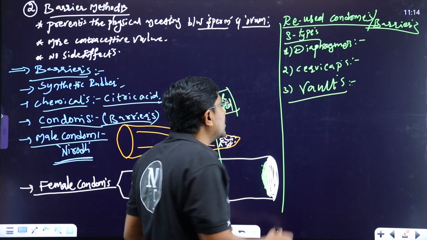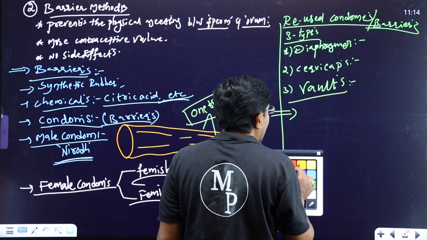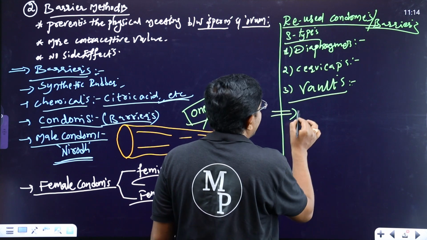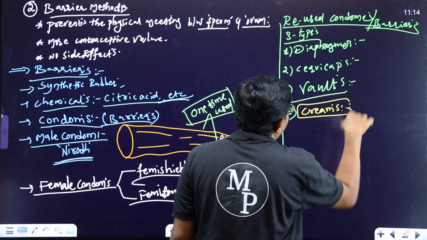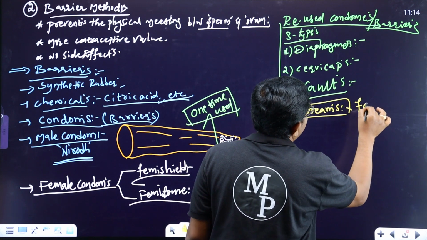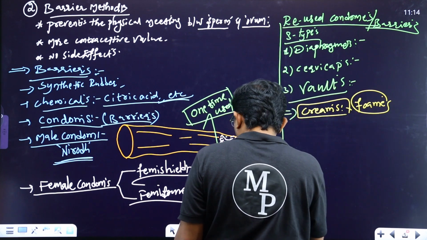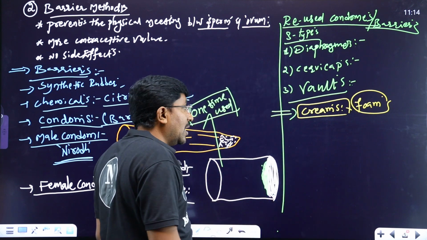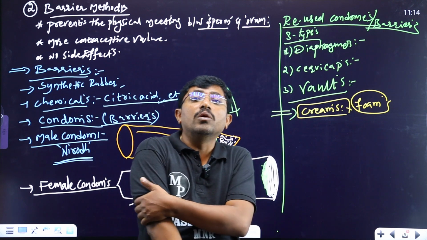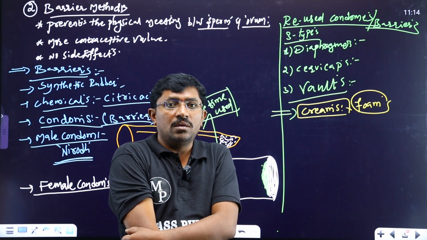Along with this, some foams are also there. Some foams, nothing but creams, are also used. Creams are also called foams. These foams are used for decreasing the sperm motility. These foams help to kill the sperms.